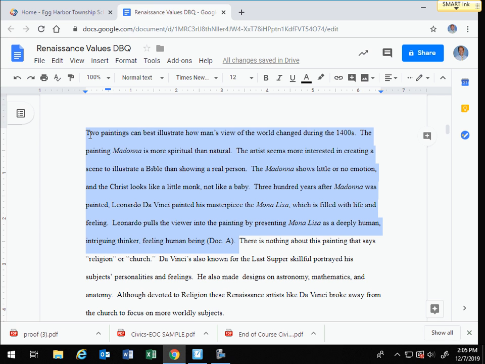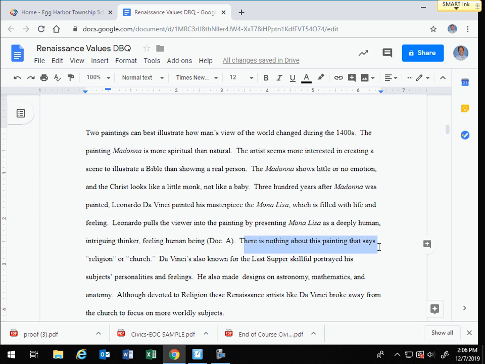But they've compared the art and then they've cited the work. It is so important, even if you use the title, Madonna, Mona Lisa, you have to cite the work, Document A. All right? So again, just to recap, here's everything that needs to be in that second paragraph. You need to compare and contrast the two pieces of art.